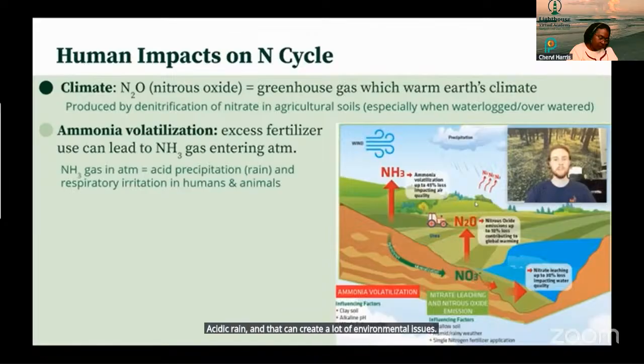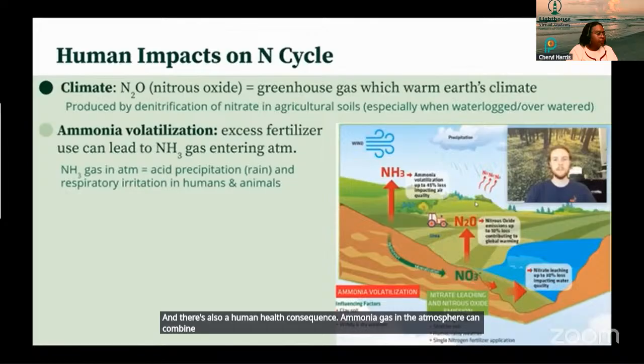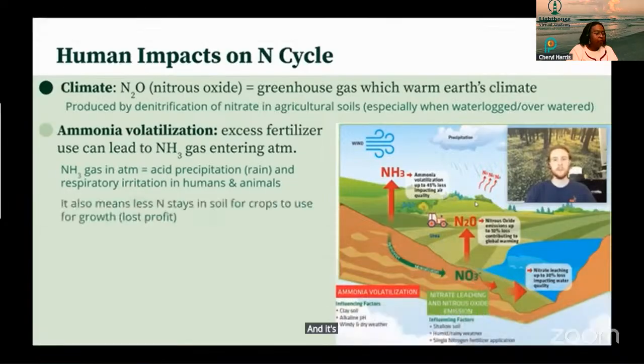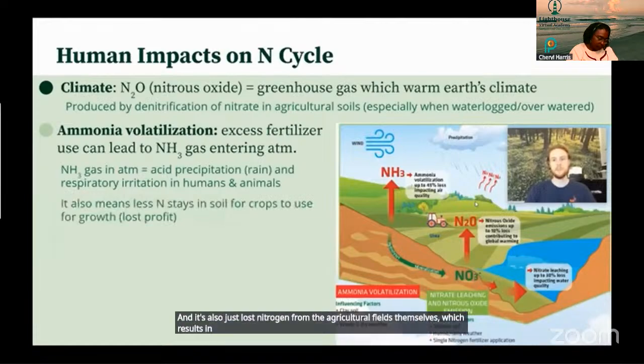And there's also a human health consequence. Ammonia gas in the atmosphere can combine with other pollutants and can irritate the respiratory tracts of humans. And it's also just lost nitrogen from the agricultural fields themselves, which results in lost profits for farmers.